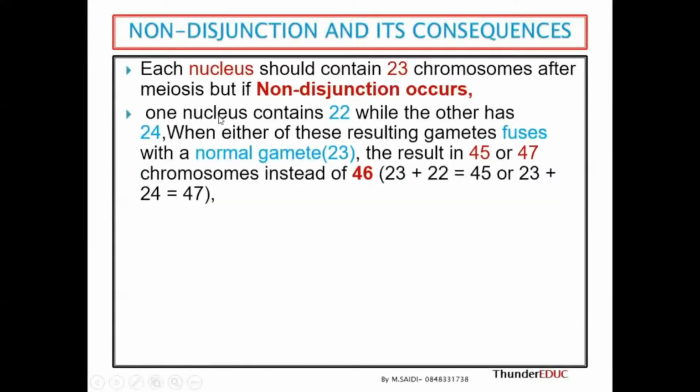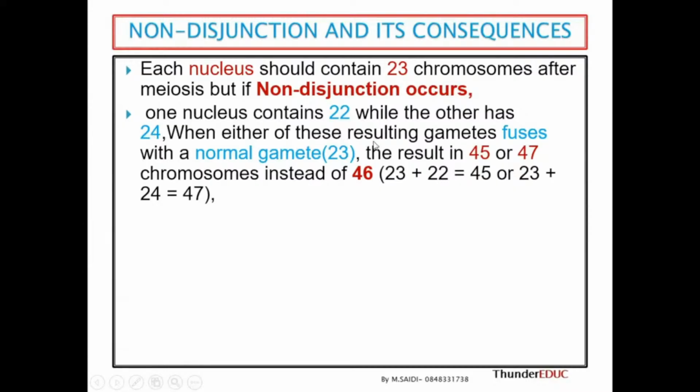So now, when non-disjunction occurs, one nucleus will contain 22 chromosomes. We have seen where we get the 22 chromosomes. It fails to separate, and then one nucleus is going to have 22 chromosomes instead of 23, while the other ones will have 24 instead of 23. It means that this one is a monosome, and then this is a trisome. It is less of one chromosome, and it has an extra chromosome.